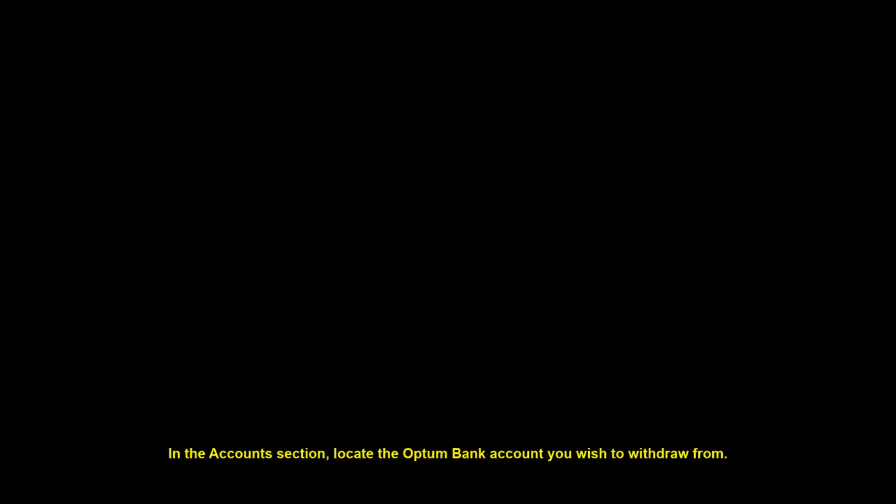In the Accounts section, locate the Optum Bank account you wish to withdraw from. Click on the account to open the detailed view. Look for the Withdraw option, usually found in the Account Overview. Select the Withdraw option to proceed with the transaction.